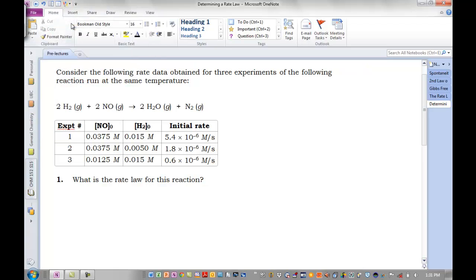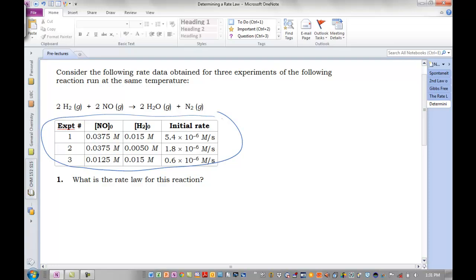What I'd like to do in this pre-lecture is focus on the rate law. And there's three questions, but the main question is actually how do we figure out a rate law of a given reaction? Okay, so here's our reaction. Here is experimental data, 3 experiments that were run, changing concentration, seeing what impact that had on the rate. And we want to determine the rate law.